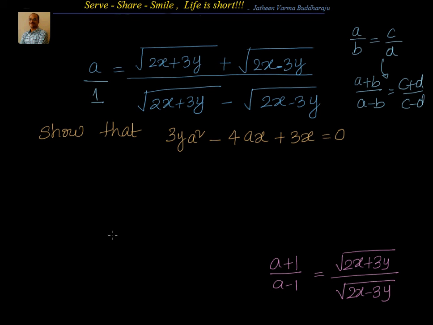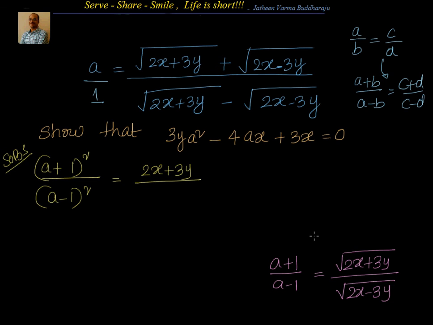What we will do now is square it up, squaring on both sides, SOBS. I will have a plus 1 whole square divided by a minus 1 whole square equal to 2x plus 3y divided by 2x minus 3y. Because I am squaring it, the root will go off. You should be okay with that step. Now let's do componendo dividendo again on this and see what happens.